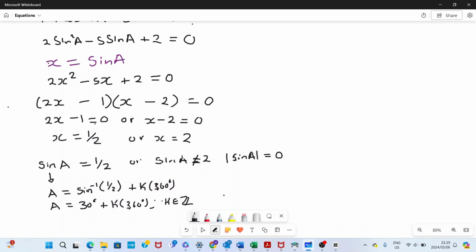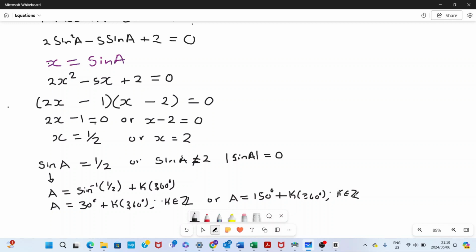So another person would probably leave it as A equal to 150 degrees plus K times 360, where K is an element of integers.